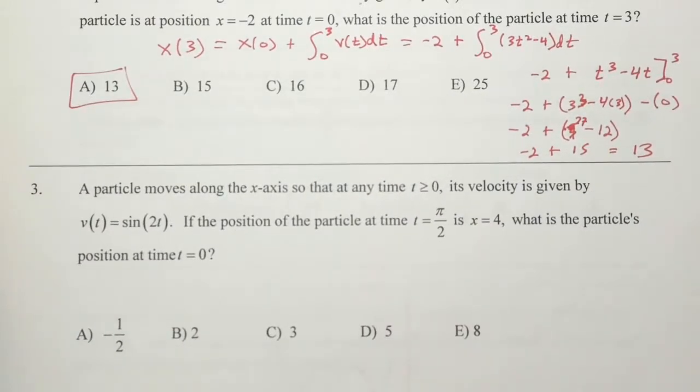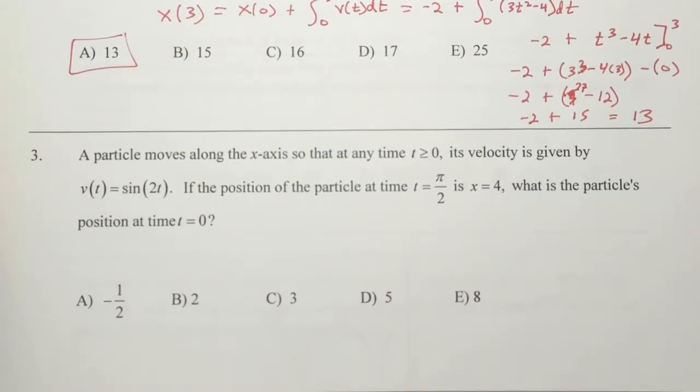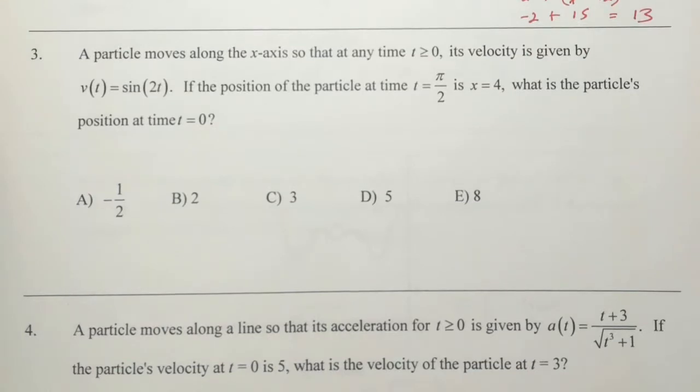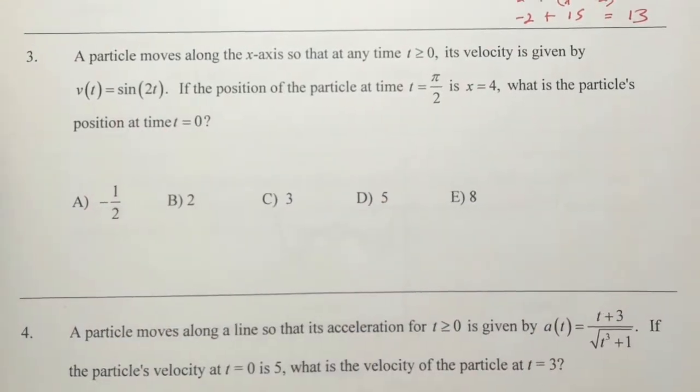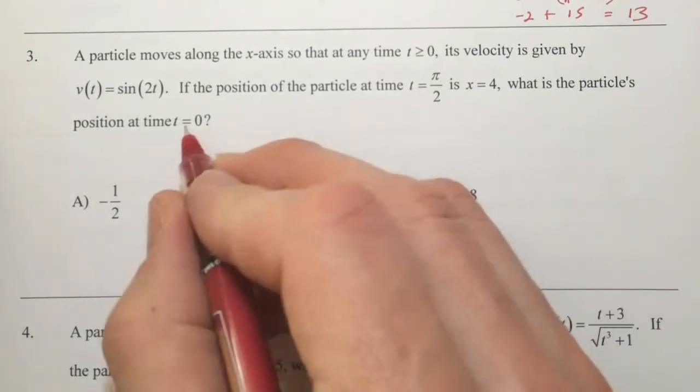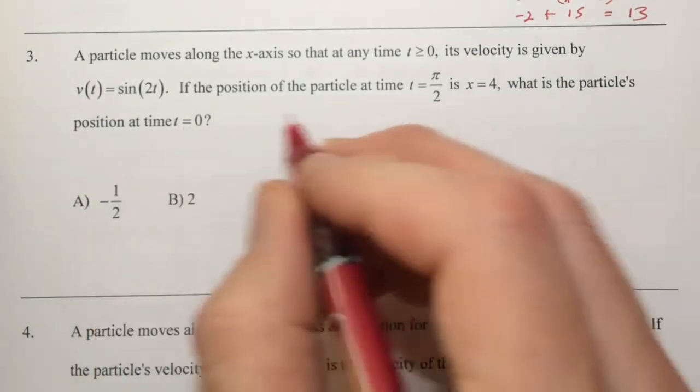All right, next up we have problem number 3. A particle moves along the x-axis again. This time our velocity involves trigonometry, so we're going to be looking at some stuff with our trig chart. We're interested in the particle's position at time t equals 0.